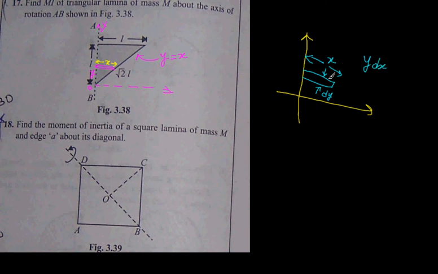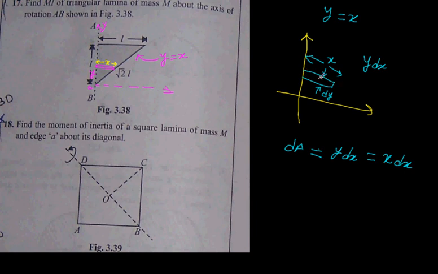Then the total area is x dy. For this line y is equal to x, so dA, a small area, will be x dy, that will be equal to x dx. Okay, now find out the moment of inertia of this rectangle.